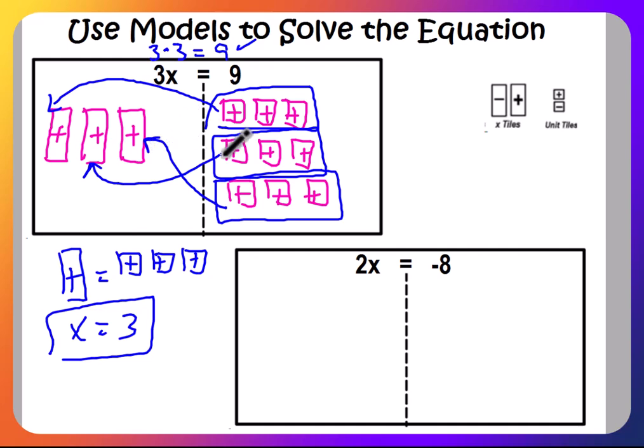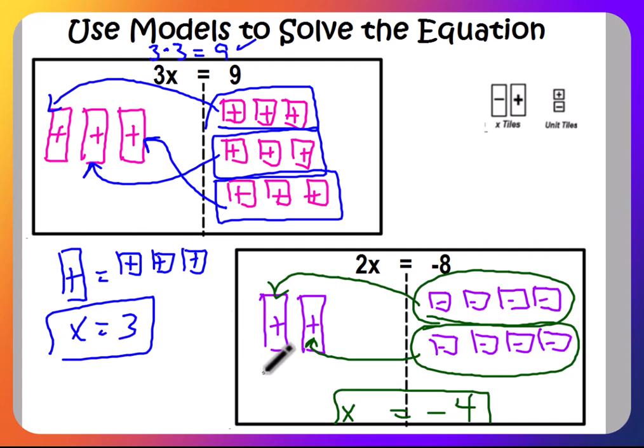So go ahead and pause the video, model and solve the next equation, 2x equals -8, then come back and check your answer. Okay, let's see how you did. We have our 2 x's equal 8 negative unit tiles. Okay, the opposite or inverse operation of multiplication is division, so we want to take our 8 negatives and we want to divide them into 2 equal groups.